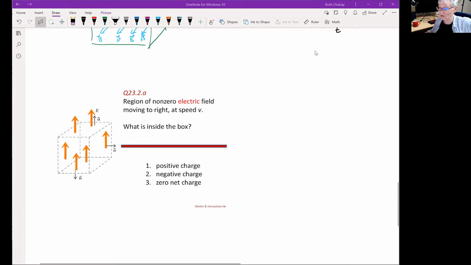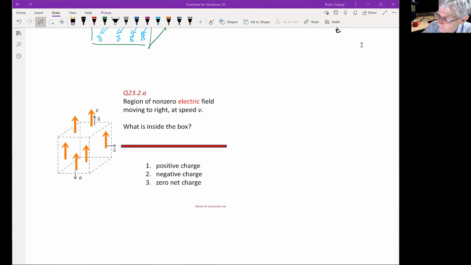This is not as good as it should be. So you might want to review Gauss's law. We do have a test next week on chapters 21 and 22 and this piece of 23. So you need to know this. So the answer is nothing, zero net charge, and let's see why.